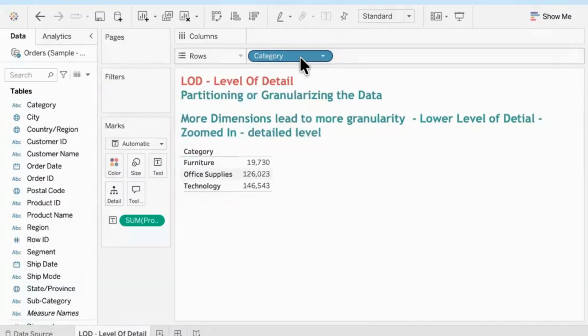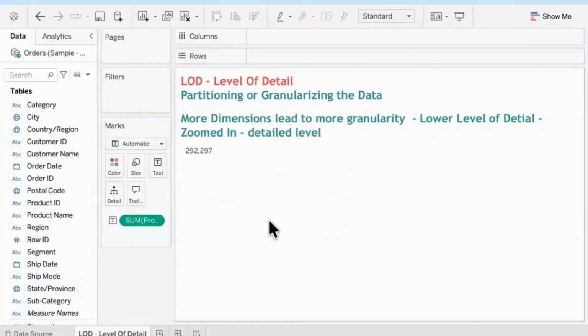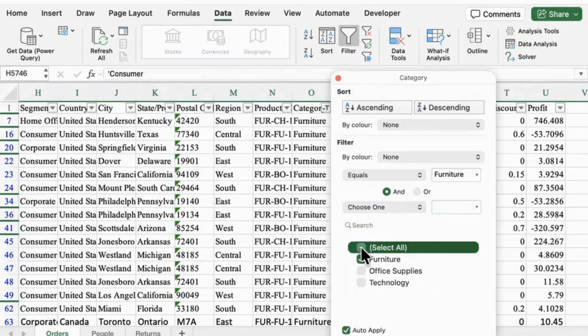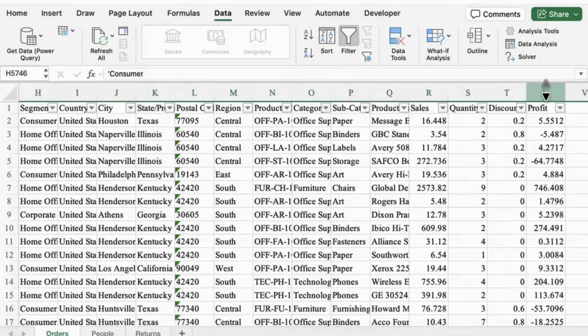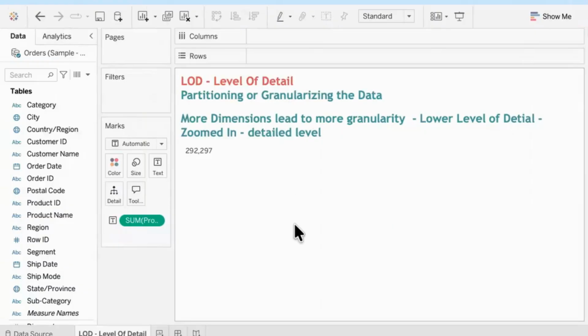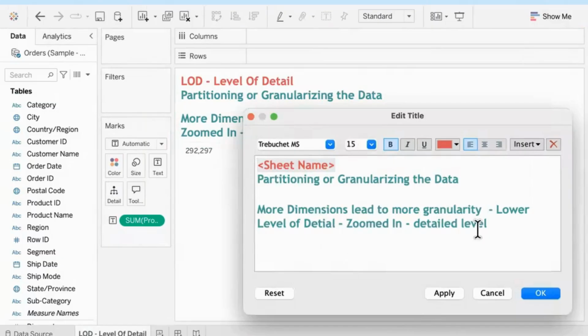Right? And what if I remove category as well? Then there are absolutely no dimensions in this graph. We have removed the filter on category also. We are back to looking at all the 10,000 odd records and the overall profit. You're at a completely zoomed out level. Okay, so this brings us to the next concept.